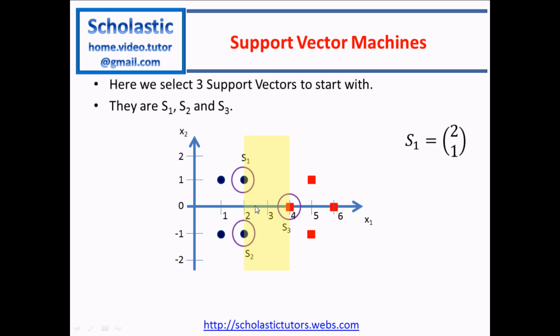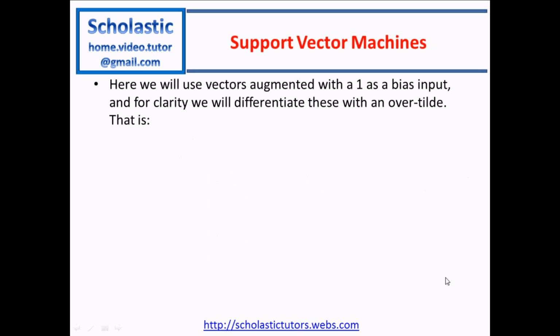So S1 has feature x1 equal to 2, feature x2 equal to 1. Similarly, S2 is 2, -1, and S3 is 4, 0. Now we use these 3 support vectors to get the class boundary.